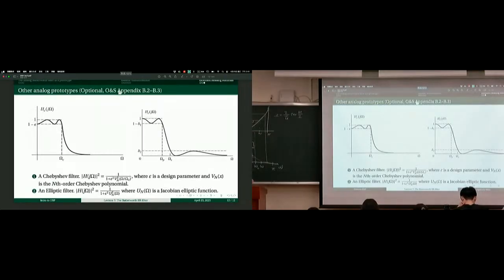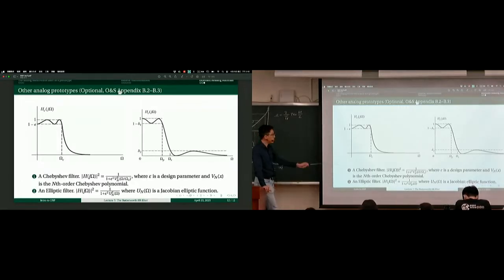And my next comment is, this is just optional, okay? Just reading materials also in the appendix of our textbook. So it turns out that we have a few different designs, okay? In one design, we can allow the passband to have ripples while the response decreases monotonically after the corner frequency, okay?